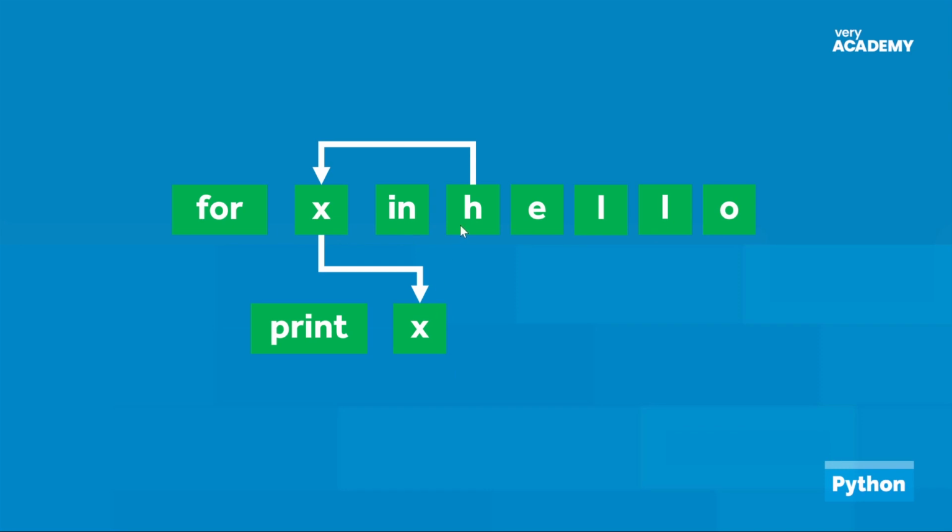Okay, so we're iterating over this string. We've iterated over the H, so let's go ahead now and iterate over the E. In this case, we now take E, that goes into X, and then we print out X. And then we do the same thing for L, and then we go to the next item. Of course, once we get to the end, there's nothing else to iterate over, and therefore the loop finishes.